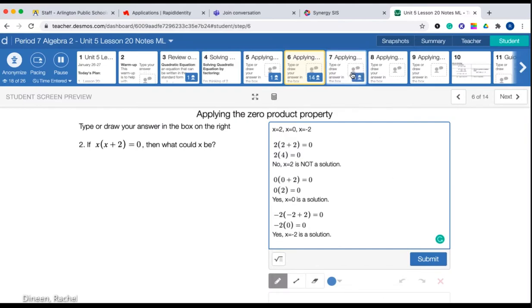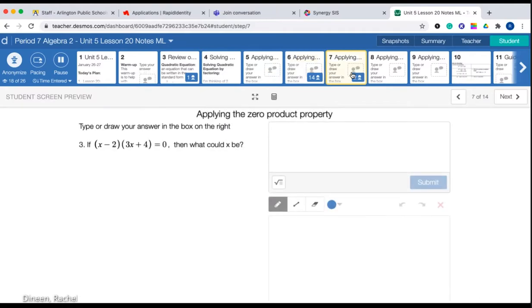All right, let's look at slide 7. What about these? Again, there are two possible values. You may want to use some algebra if it's too hard to do this in your head. What values could x be that would make this equation true or balance?